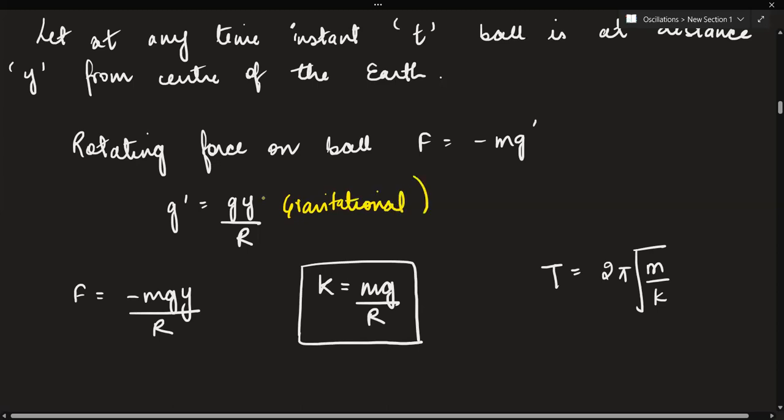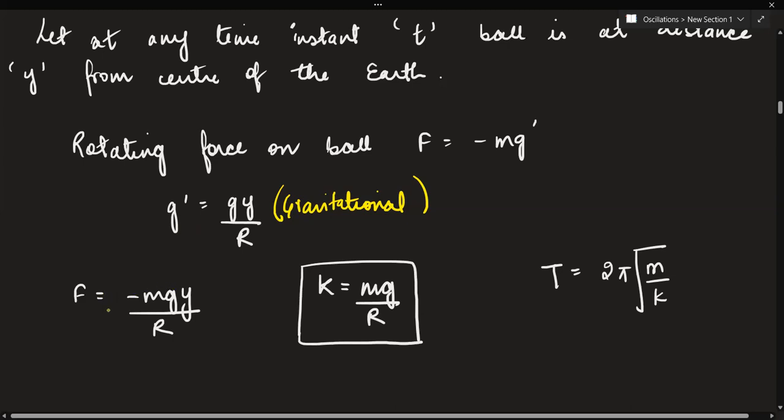The derivation, just look up once through your notes wherever you have studied gravitation. You must have seen this relation: g prime is equal to small g multiplied by small y divided by capital R. Now see, F is equal to mg, so we just have to multiply this term by mass. This will give us the force.